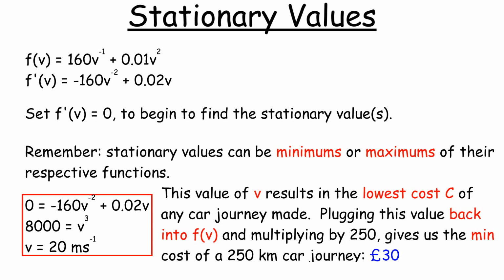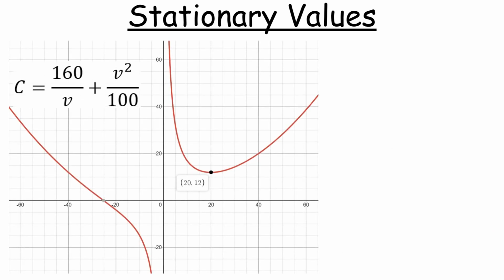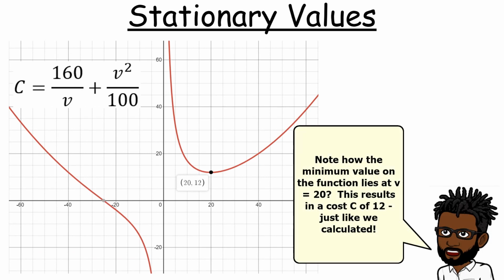When I put that back into the original expression to get the cost and multiply it by 250, I get a total cost of a car journey, £30, if I drive 250 kilometers. So it's quite straightforward. If I graph this function, you can see where my minimum point is. And you can see that if I'm driving at 20 meters per second, then the cost of my car journey, or the cost per kilometer, is 12. And if you do the math, when you multiply 12 by 250, you get 3,000, but because this is pennies rather than pounds, it would be £30.